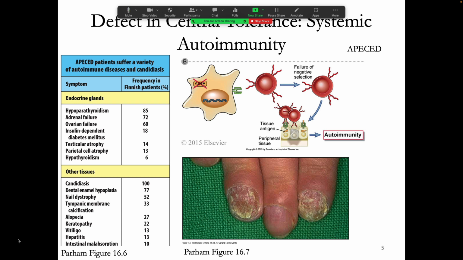Also, 100% of the patients have candidiasis, that's the C in APEX, which is recurrent yeast infections, particularly in the mouth. A lot of them have weird findings in their fingernails, which you can see here, as well as some weird things with teeth and some other physiologic findings.